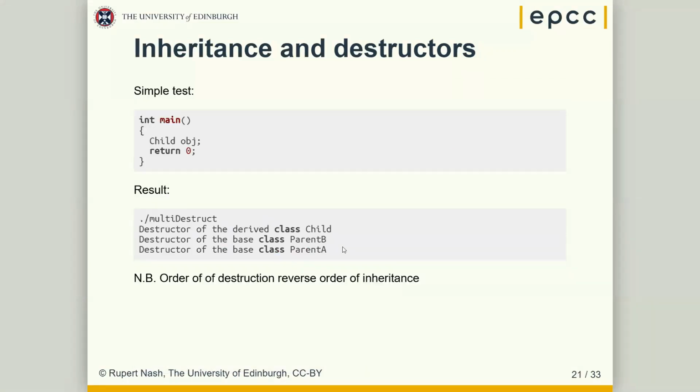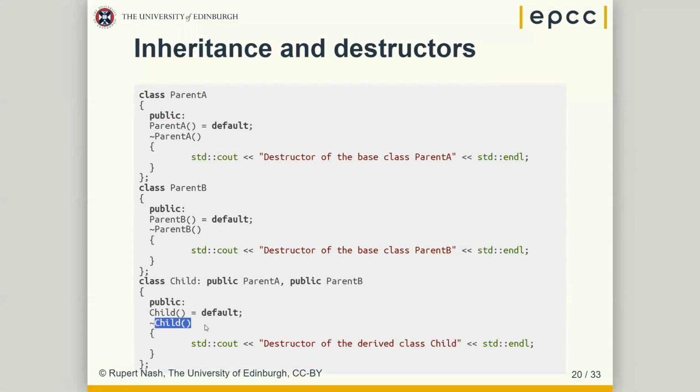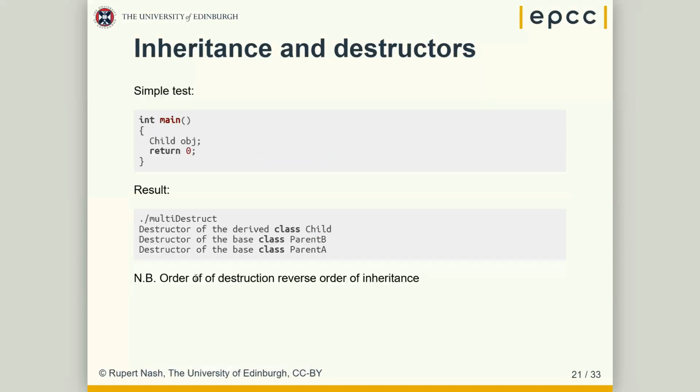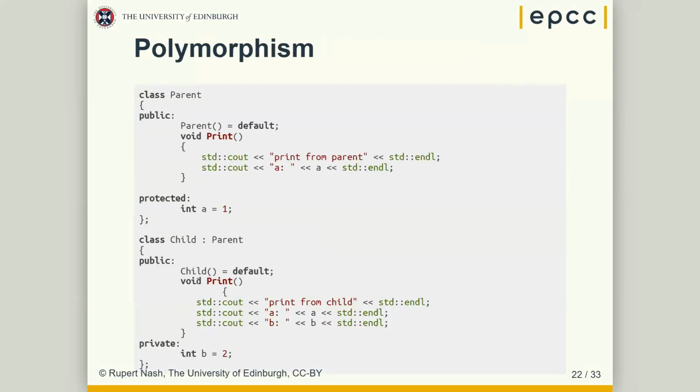The destructor is called when we reach the end of its scope, and the destructors are called in reverse order of inheritance. So I don't need to explicitly add these in here. This will be called at the end of the scope. So this is where we're dealing with some of the consequences of inheritance on the construction and destruction of a particular class.